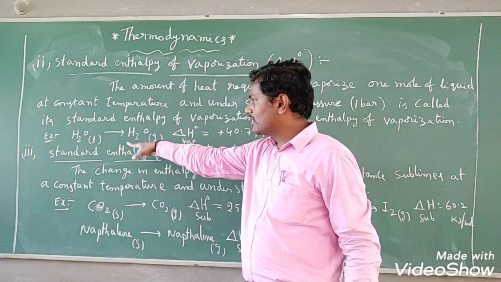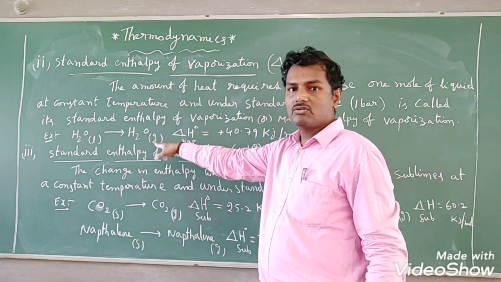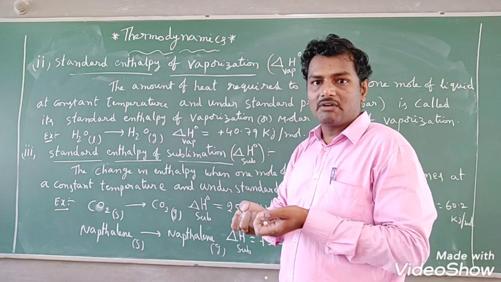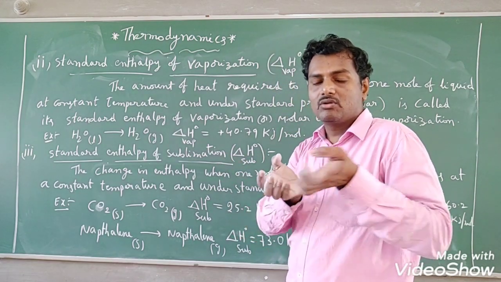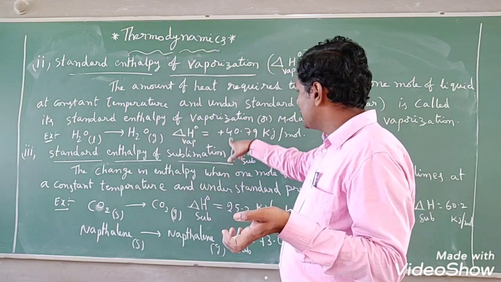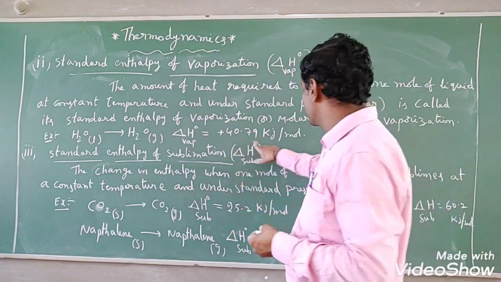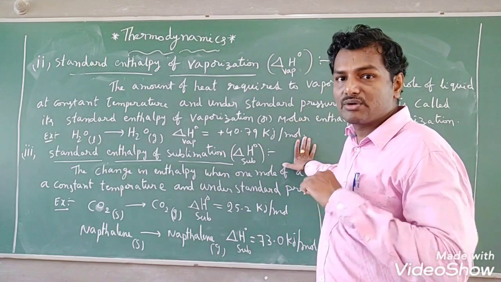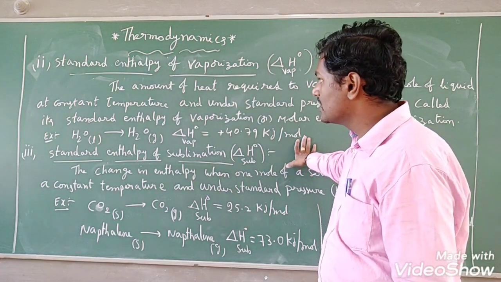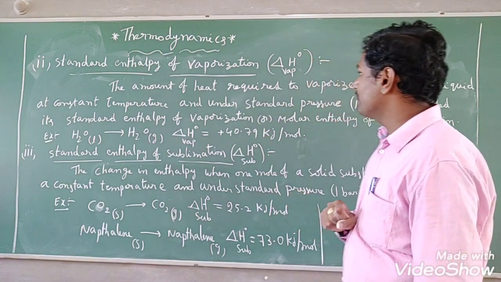One example I have given to you: liquid water will be converted into gaseous water vapor, that is steam. To convert 1 mole of liquid water into 1 mole of steam, how much heat is required? Plus 40.79 kilojoule per mole of heat is required to convert 1 mole of liquid to 1 mole of water vapor, students, right? This is the standard enthalpy of vaporization.